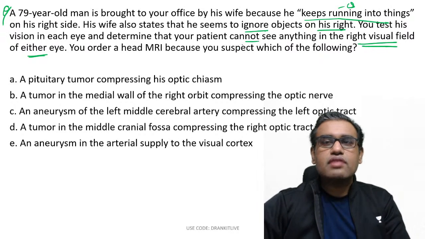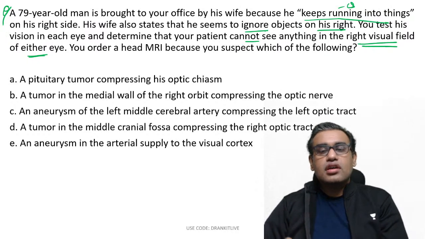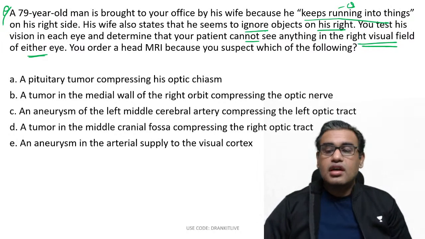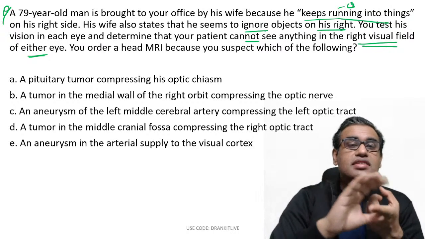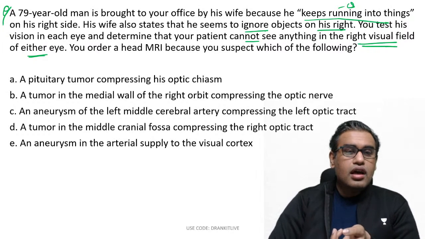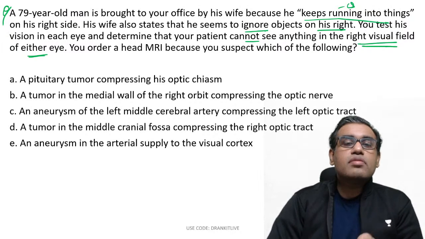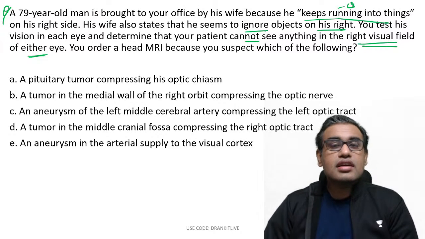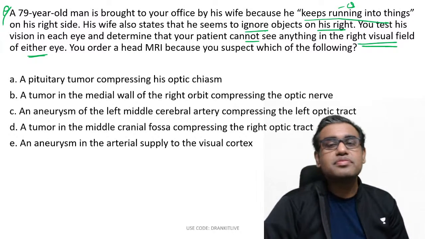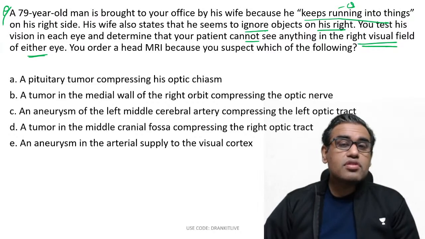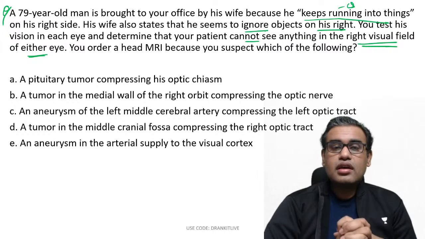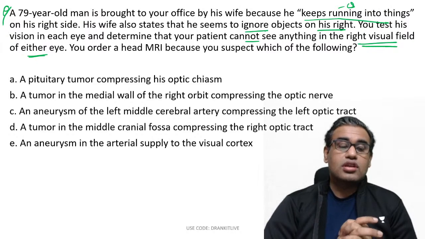Cannot see anything, right visual field is lost. You order an MRI. What do you suspect? A pituitary tumor compressing his optic chiasm, a tumor in the medial wall of the right orbit compressing the optic nerve, an aneurysm of the left middle cerebral artery compressing the left optic tract, a tumor of the middle cranial fossa compressing the right optic tract, or an aneurysm in the arterial supply to the visual cortex.